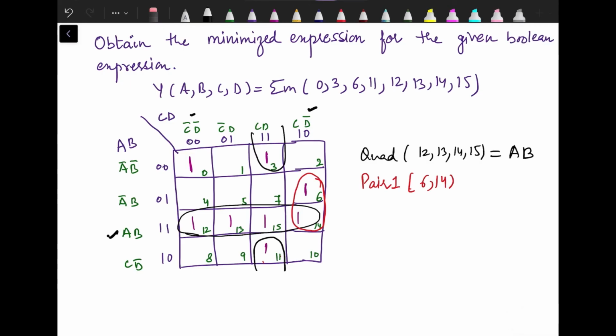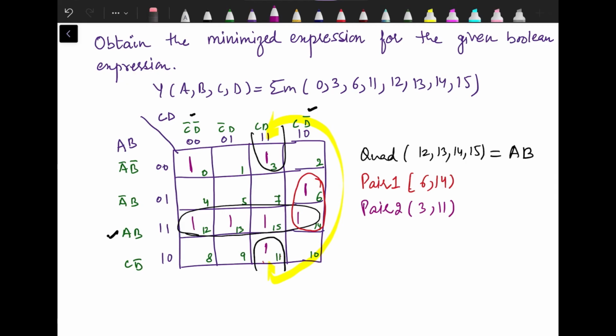11, because if we fold the K-map like this from this side, then we will have 3 and 11 in adjacent cells. Since this combination is possible, we don't need to use this 15, because if we make the pair of 15 and 11, that will be a redundant term, and we don't want any redundant pairs over here. So we have the second pair of 3 and 11.